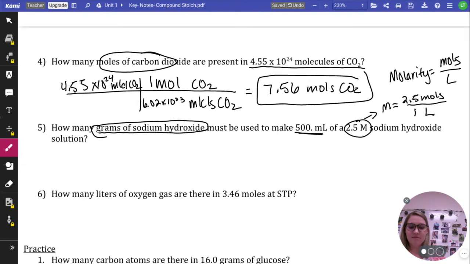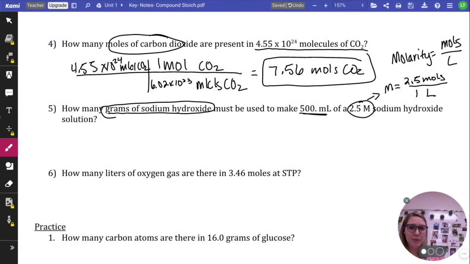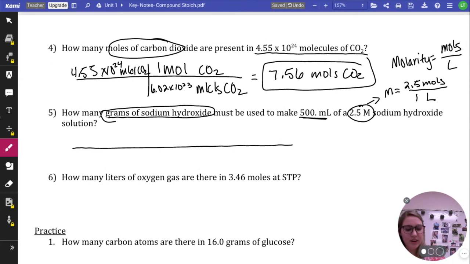Yeah? Okay, so let's see how we would do that. All right, so first things first, take what's given. So our given here is 500 milliliters. Guys, I knew that that was my given because I know that molarity is never going to be a given. Just so y'all know, for you as well, if you're given a molarity, it's never going to be a given in a stoichiometry problem.